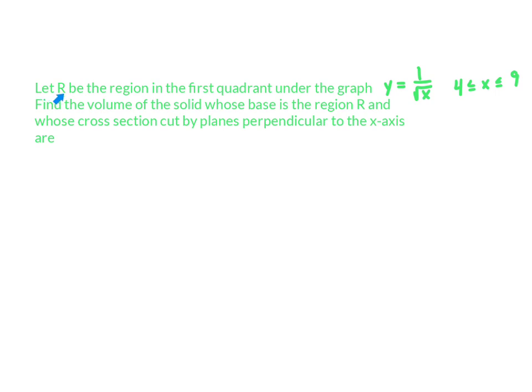All right, let R be the region in the first quadrant under the graph y equals 1 over the square root of x between 4 and 9. Find the volume of the solid whose base is the region R and whose cross-sections cut by planes perpendicular to the x-axis are, let's go ahead and do squares.